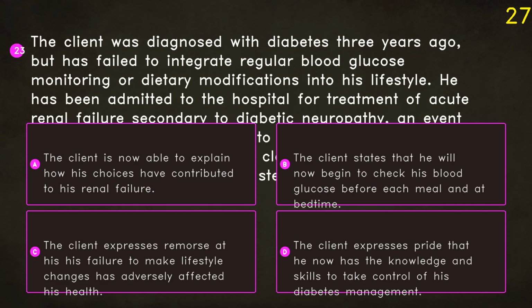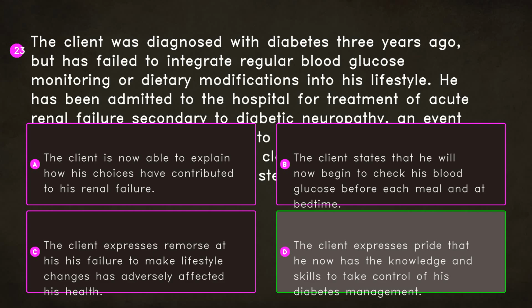Which of the following actions most clearly demonstrates that this client is engaging in the step of prizing in his valuing process? A. The client is now able to explain how his choices have contributed to his renal failure. B. The client states that he will now begin to check his blood glucose before each meal and at bedtime. C. The client expresses remorse that his failure to make lifestyle changes has adversely affected his health. D. The client expresses pride that he now has the knowledge and skills to take control of his diabetes management.